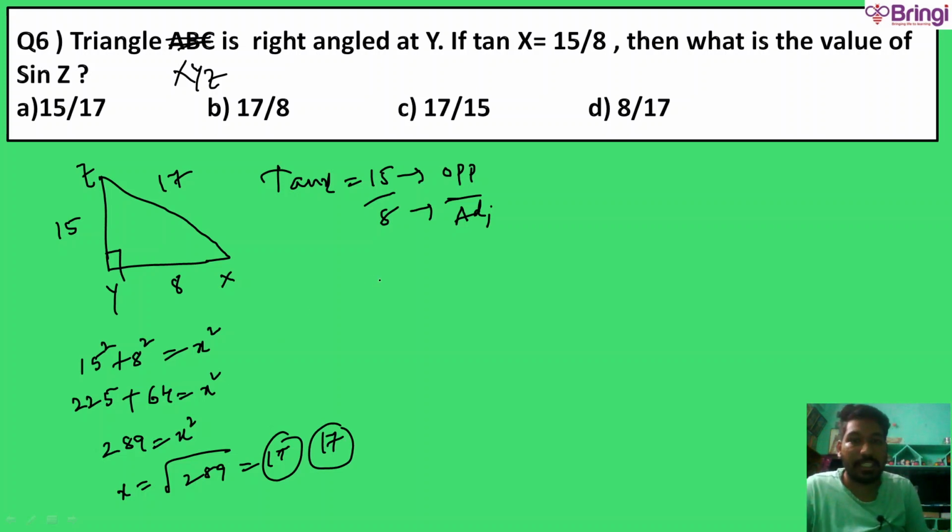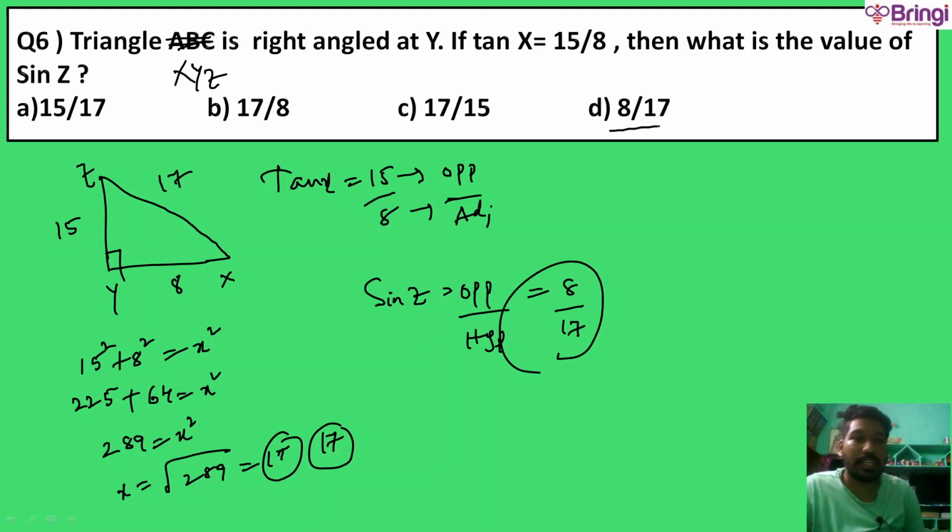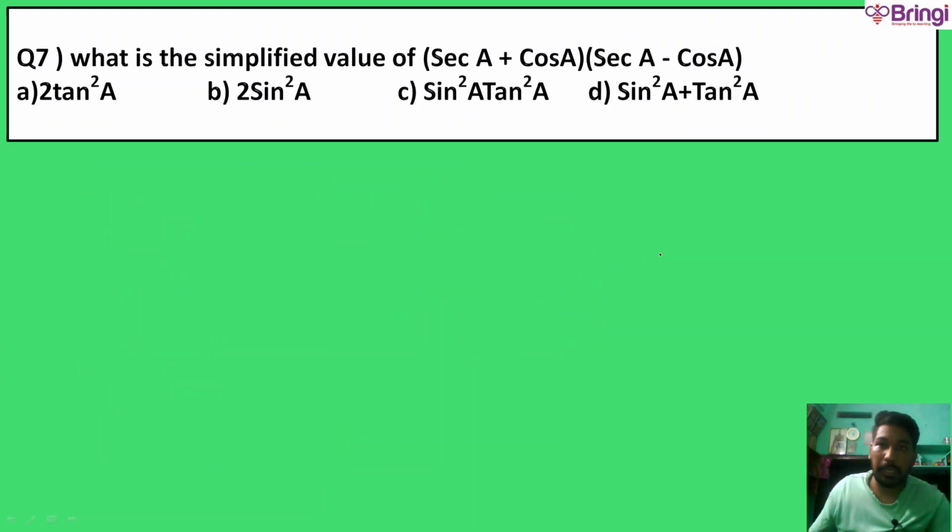Now they are asking sin z. So sin z is opposite by hypotenuse. For the z, what is opposite? 8. For the z, what is hypotenuse? 17. So the answer is D. Option D is our answer. 8 by 17.